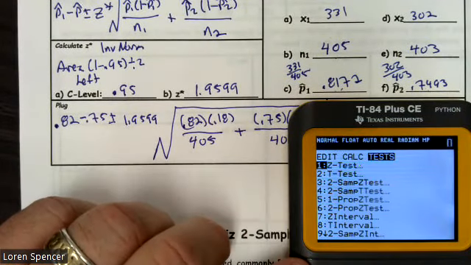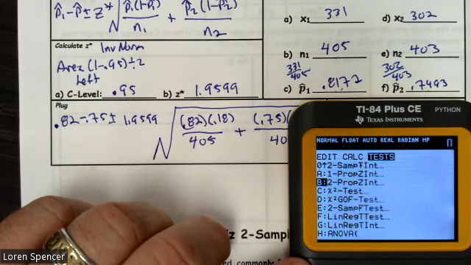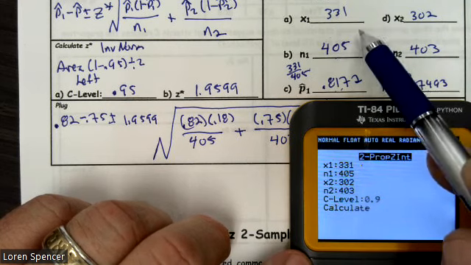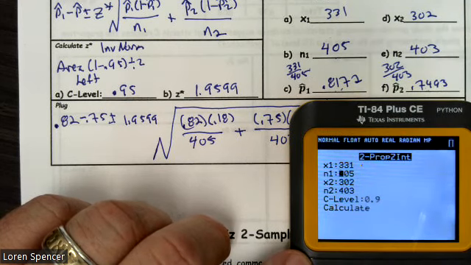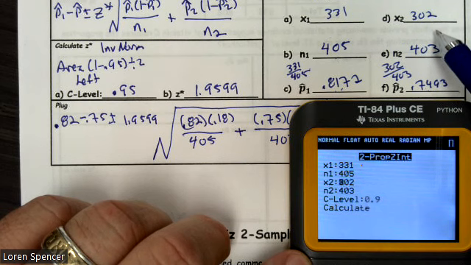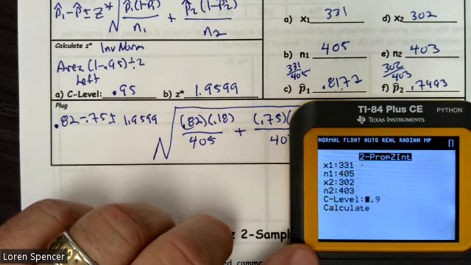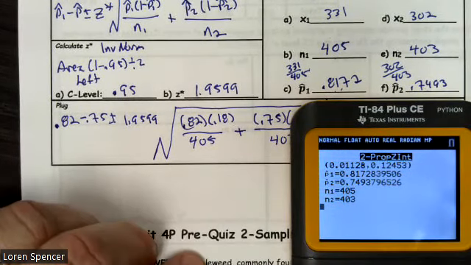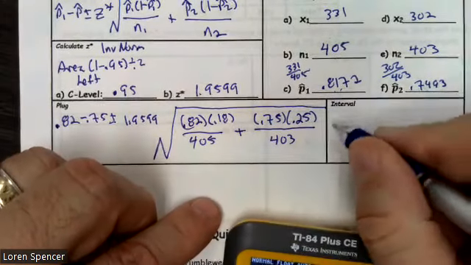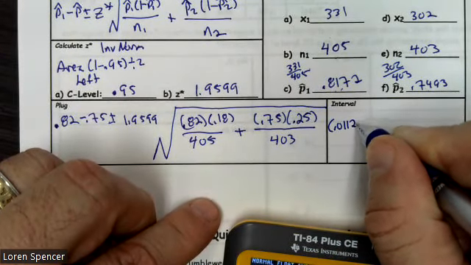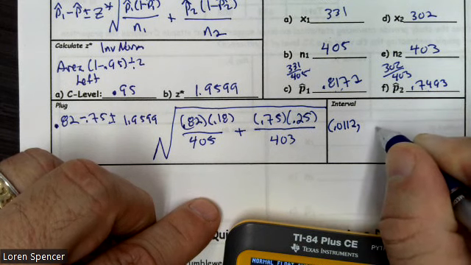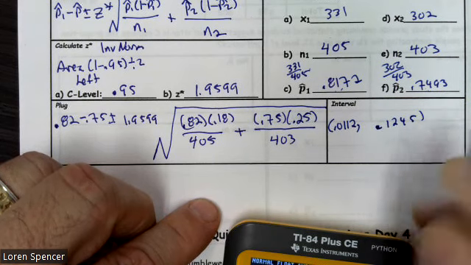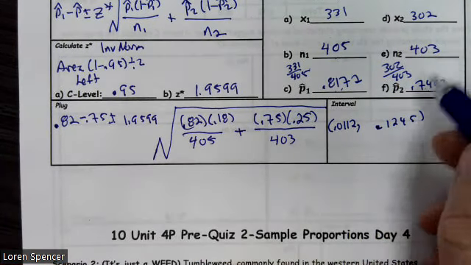So, stat, test, drop all the way down to letter B, 2 proportion Z interval. And we have 331 who got the flu out of the 405 on the placebo, 302 got the flu out of the vitamin C group out of 403. And we need a confidence level of 0.95. And there's my interval, 0.01128 to 0.1245. Now, what's interesting is 0 is not contained.